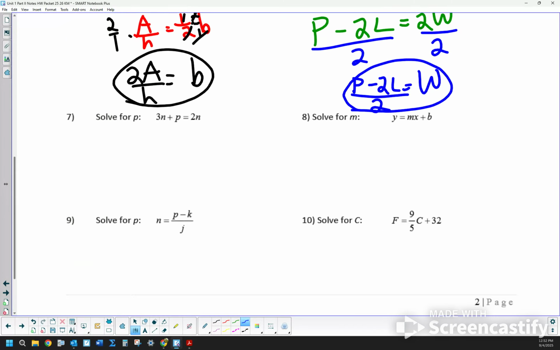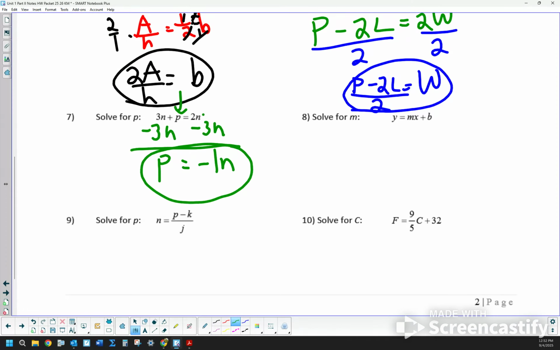Okay, and we have a little bit more here. This might be a good time to pause and try this on your own, but I can continue and then you can check your answers. We're trying to solve for p here, so we can subtract 3n. Now this one, they are like terms. 2n minus 3n is negative 1n.